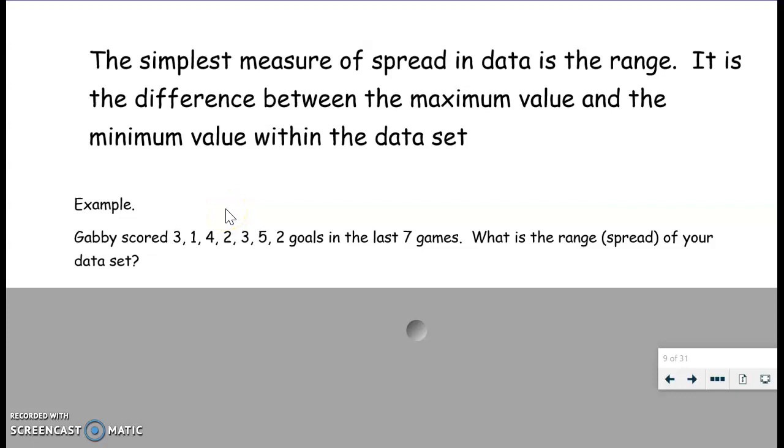Okay, and this is where variability comes in. So the more spread out or the higher your range, it means you have a higher variability. Your variability is high. The smaller your range, the lower the variability in your data set. The variability is low. Okay, so the higher the number in the range, the higher the spread, the higher the variability. It just means your data is more spread out.